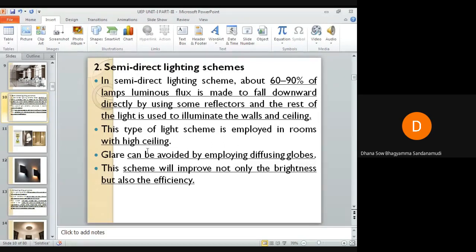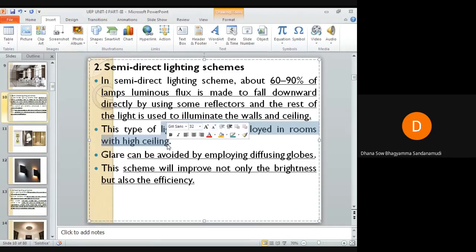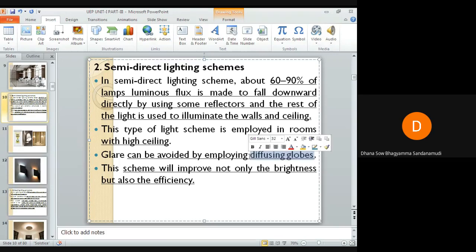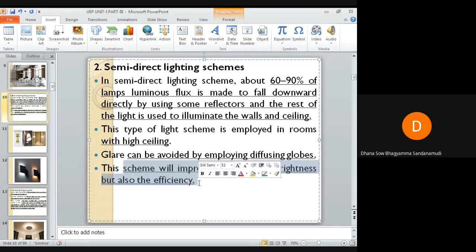Generally, semi-direct lamps are used in rooms which have a high ceiling. One advantage of this semi-direct lamp is that glare can be avoided. And if proper diffusing globes are used, you know what is meant by diffusing globes. We have already discussed diffusing glass: it scatters light in all directions. This scheme will improve not only the brightness but also the efficiency of the lamp.